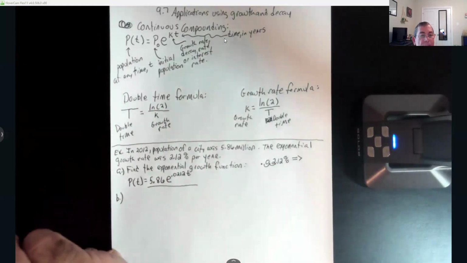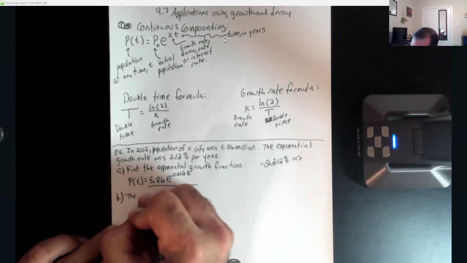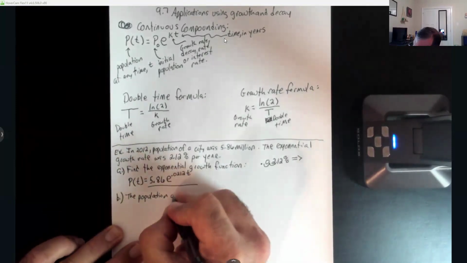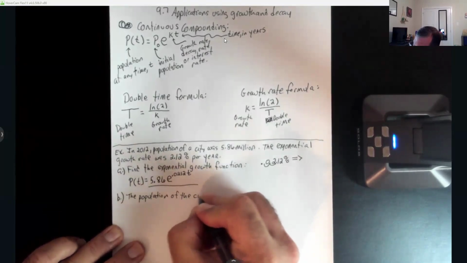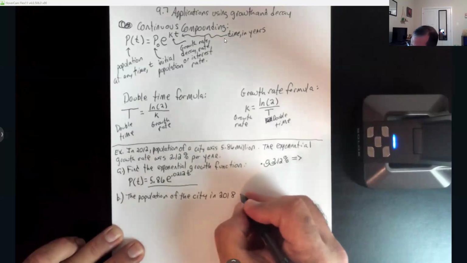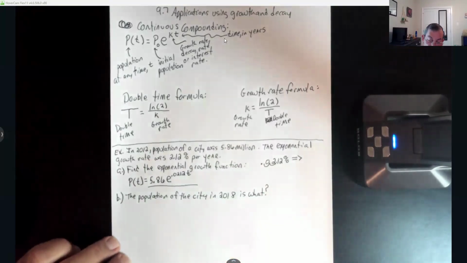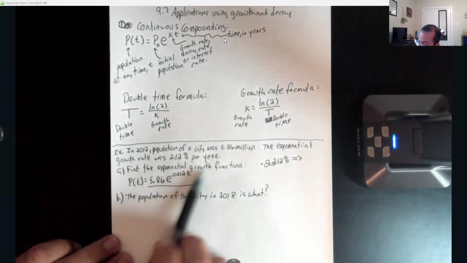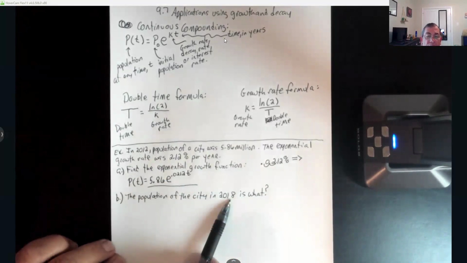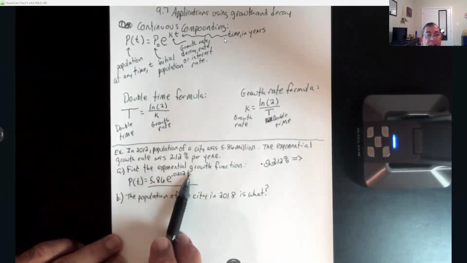So for part B, they said the population of the city in 2018 is what? So we're going to use this formula and figure out what the population of that city will be in 2018. But y'all, if I'm going to use this formula, there's one thing I need to know, and that's the time.